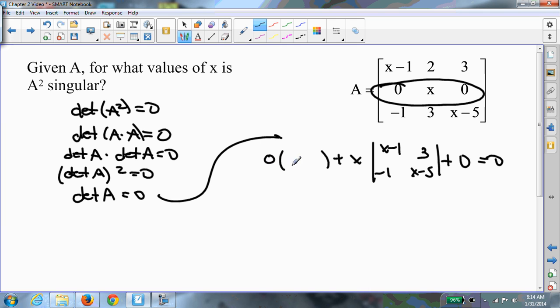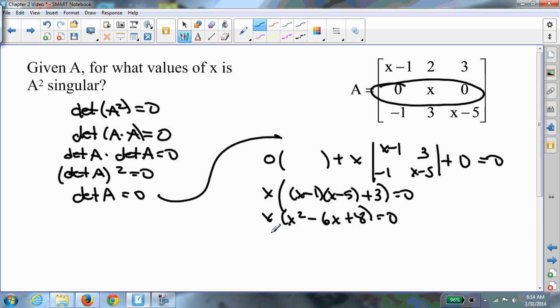Now let me check my cofactors. So this would be 0, this would be negative 1 to the 4th, so that's positive, and then 0. So multiplying this out, I would have x times the quantity x minus 1, x minus 5, plus 3 equals 0. X squared minus 6x plus 8 equals 0. So x minus 2, x minus 4 equals 0. So it is singular if x equals 0, 2, or 4.